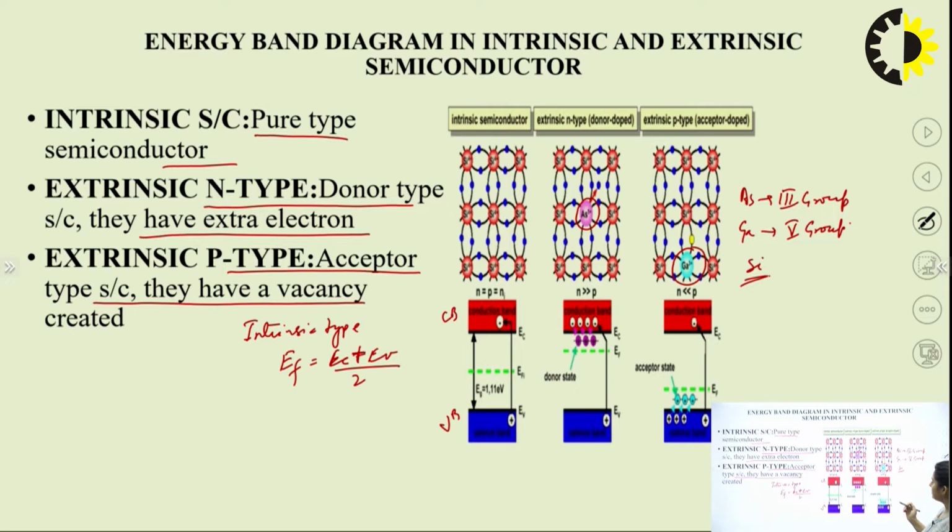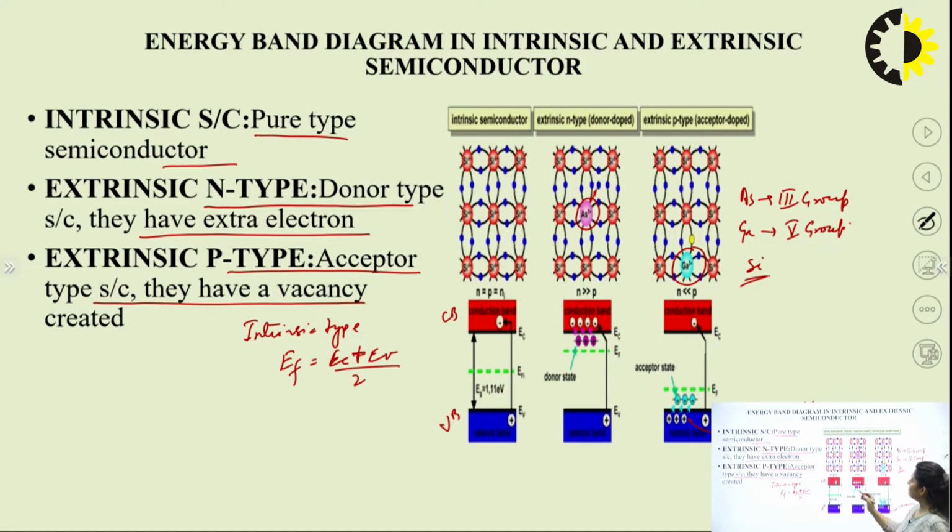Similarly, in the case of the p-type extrinsic semiconductor, the Fermi level is just below the midway and above the valence band, and it has an acceptor type of impurity. If it has an acceptor type of impurity, it will accept electrons from the valence band and create a vacancy in the valence band. Here it is a vacancy.